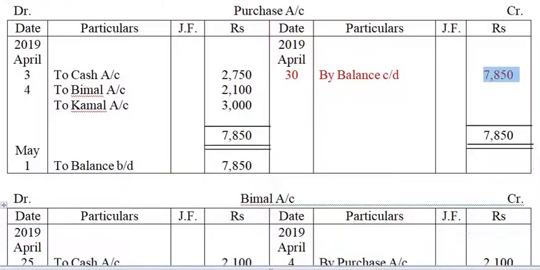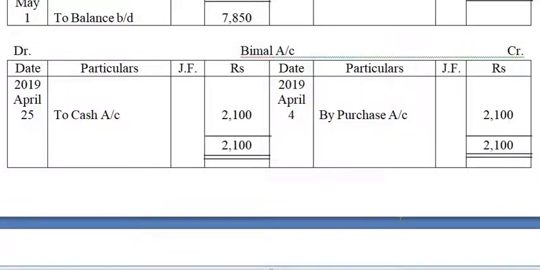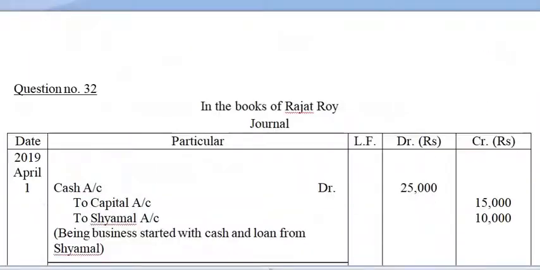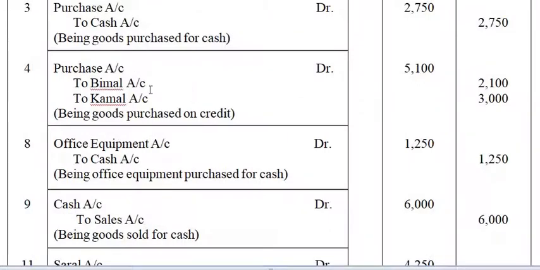So similarly, we will follow this for BML account also. And you can see out here, where is BML lying? Okay, so BML is appearing for the first time on 4th of April. So it is 2,100. So now see whether BML is recorded anywhere else.